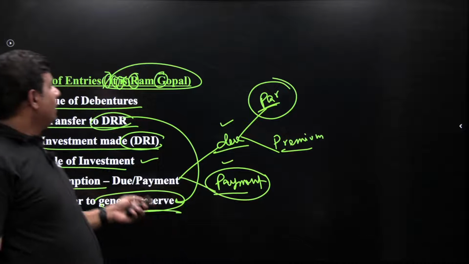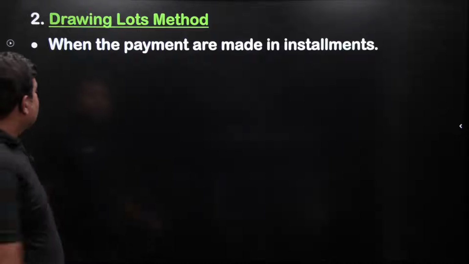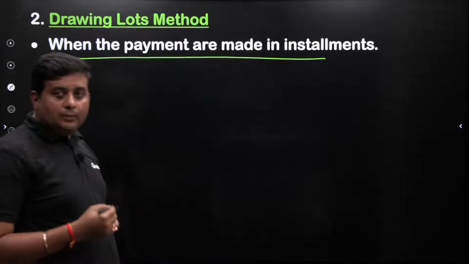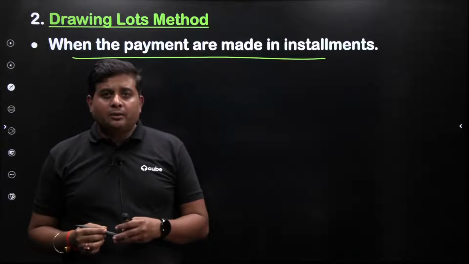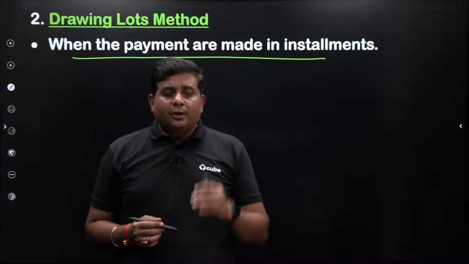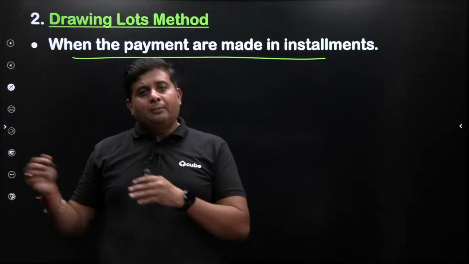Okay, so next and the last method is the drawing of lots method. What does it mean? When the payments are made in installments. What was the previous method? Lump sum method, when the payment was made in one go. As far as this method is concerned, the payment is payable in installments.